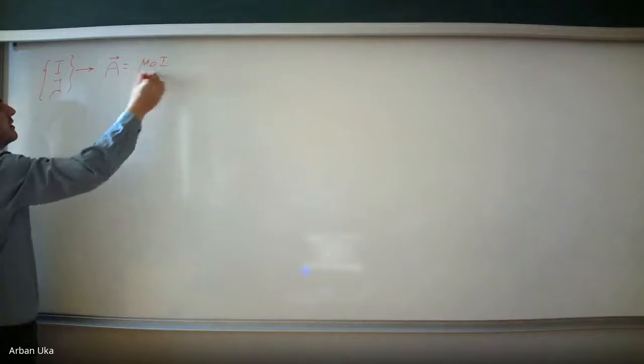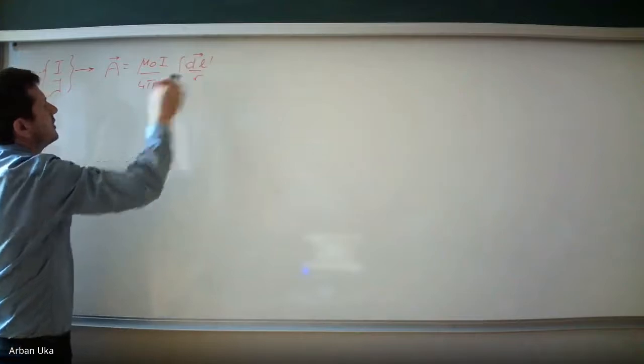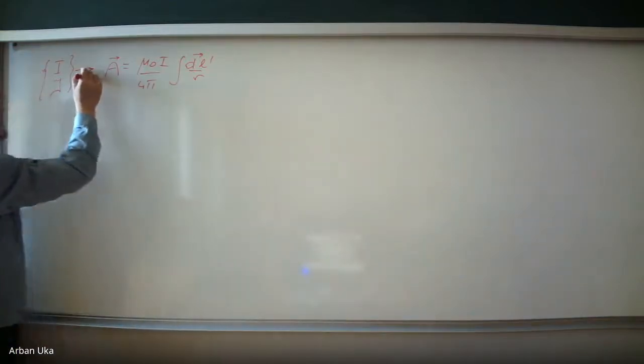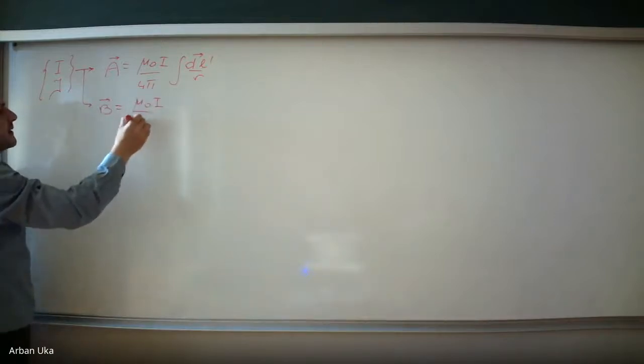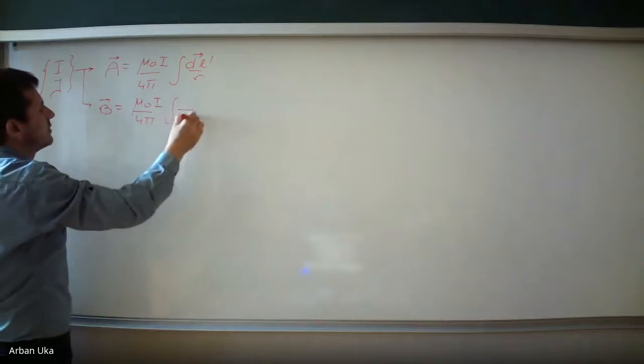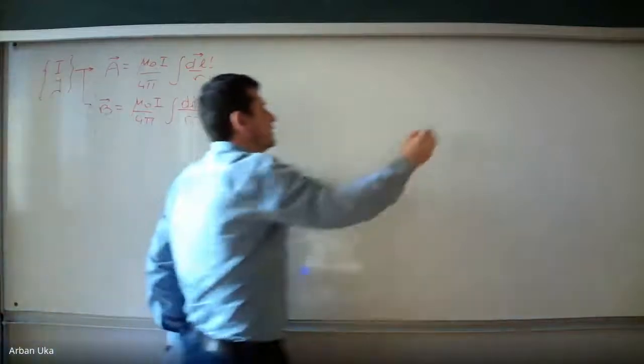So we are over with electrostatics. We are doing magnetostatics, and from here we are using a law which relates the 4 pi dl prime over r. So from the current density, we are finding the A. From here we are finding the B, and B is going to look something like this, divided by 4 pi, 1 over r squared dl prime cross product with AR.